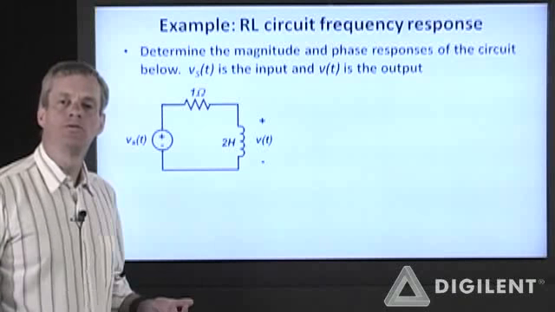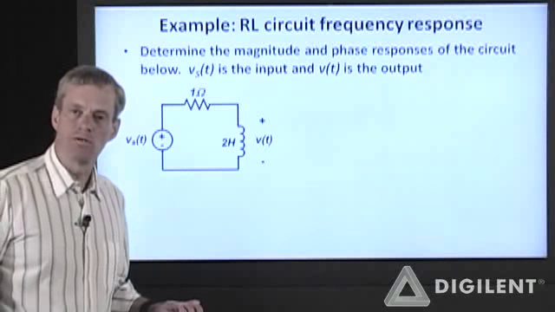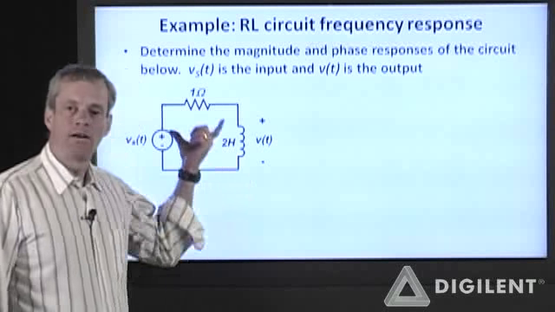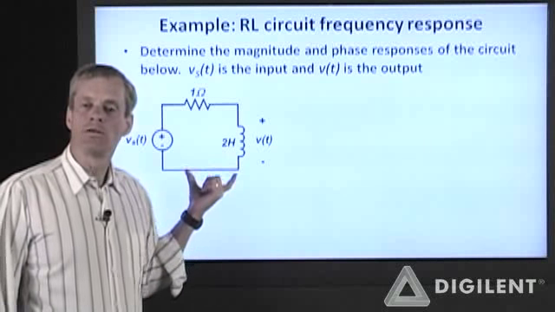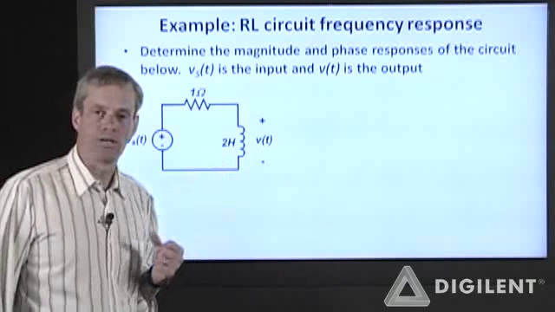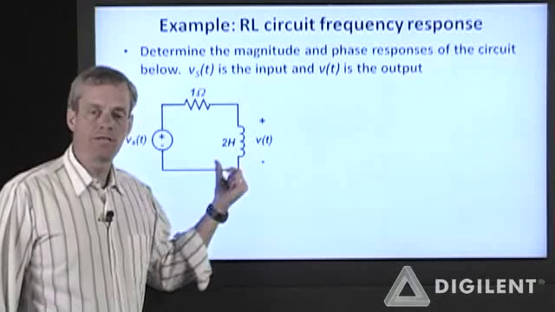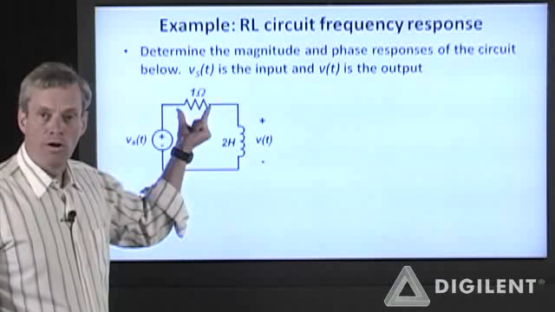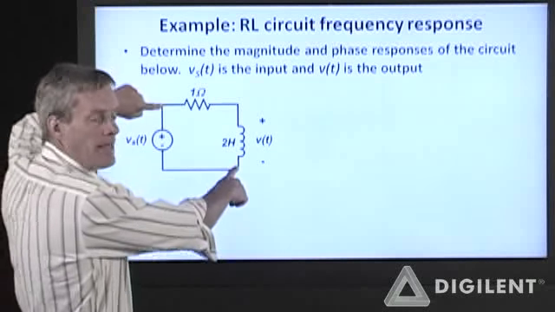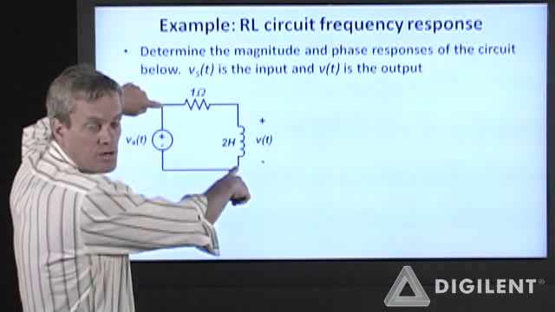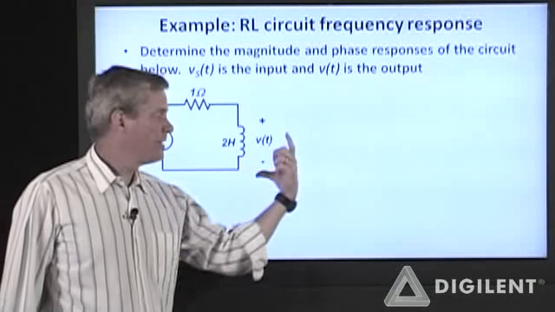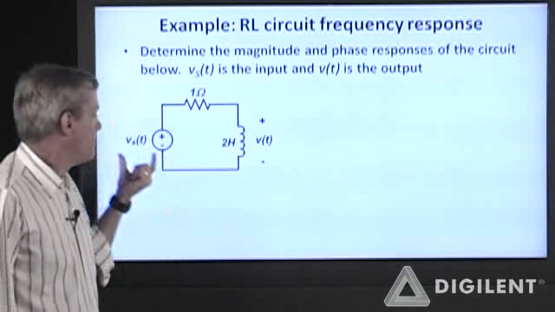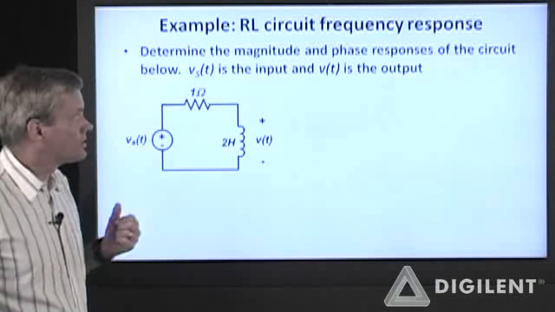Now at this point I want to do another example of calculating a frequency response. I've got an RC circuit frequency response that I did previously, so now I'm going to do a frequency response of an RL circuit. I have a 2 Henry inductor in series with a 1 ohm resistor. I'm applying a source voltage across the terminals of those two devices. I'm measuring my output as the voltage across the inductor. My input is V sub S of t, of course.